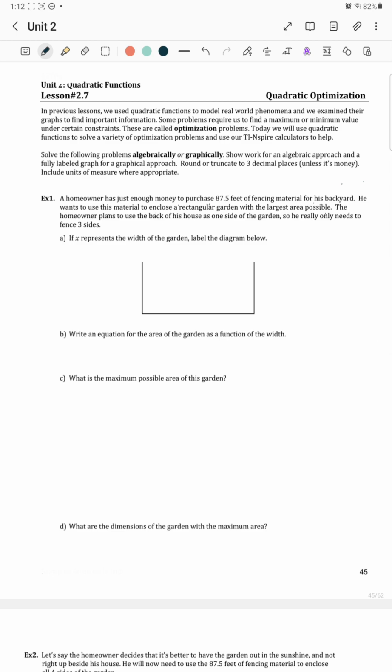If x represents the width of the garden, label the diagram below. So 87.5 would be equal to 2x plus l, and l will be equal to 87.5 minus 2x.